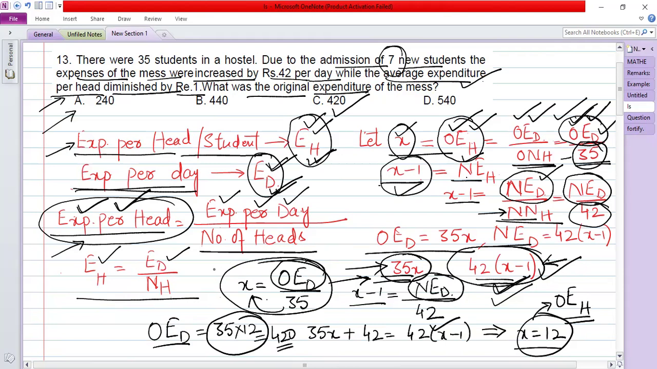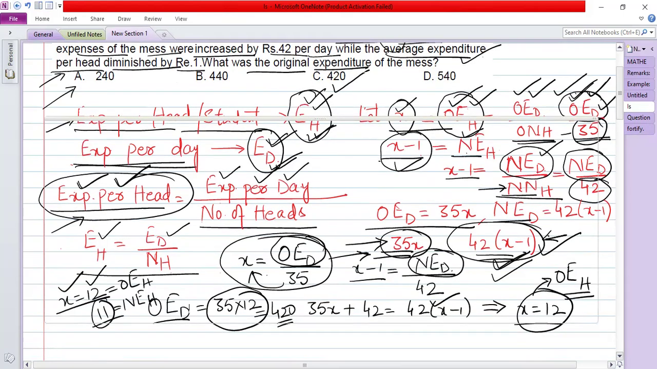And one can verify the answer also, because if 12 x is the original expenditure per head, then what will be the new expenditure per head? This 12 x is the original expenditure per head. So what will be the new expenditure per head? That will be nothing but 11 x. So what will be the new expenditure per day?